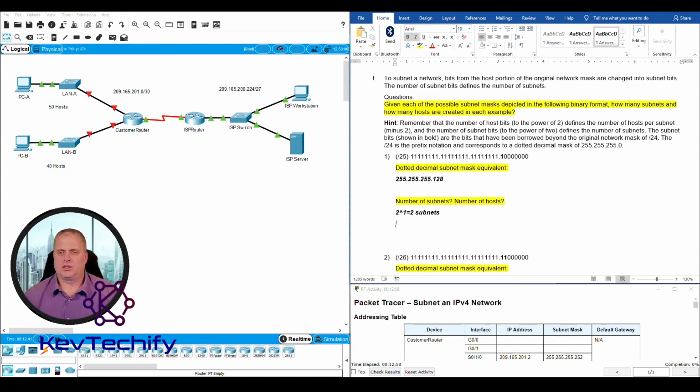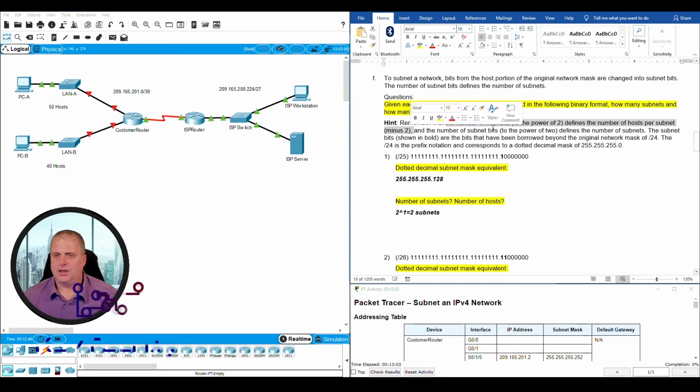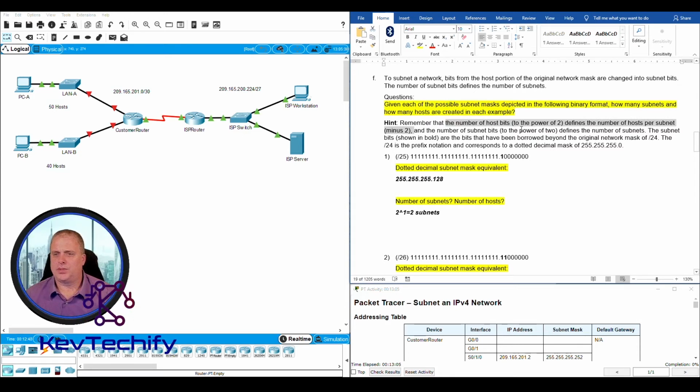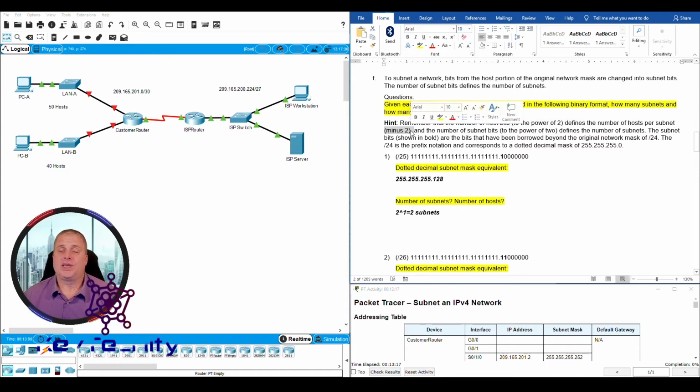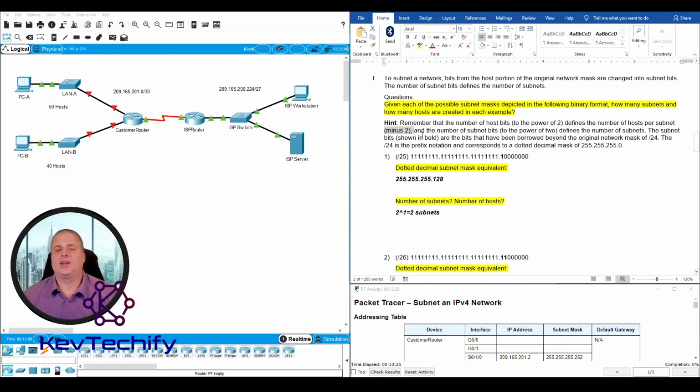Next part, number of hosts. Look at the first little nugget they threw at us: 2 to the power of the number of host bits, minus 2, defines the number of hosts per subnet. Once again, we have the minus 2 because we cannot use the first one, the network address, and we can't use the last one, the broadcast address. Our formula here is 2 to the number of bits in the host portion.